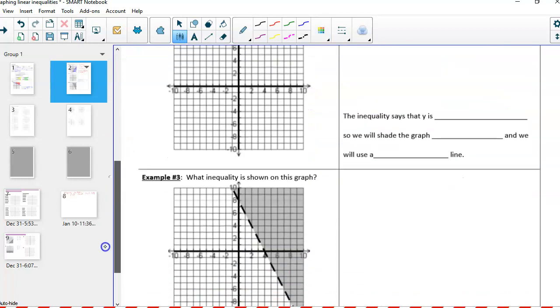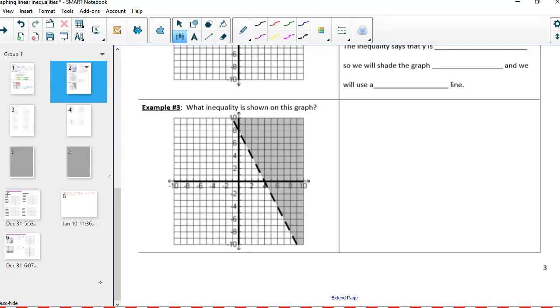Let's do one more of these together. Go to example 3. Now notice that this is already graphed for you. They want you to find the equation or the inequality of this. So we need to know a couple things. Is this shaded above or below this line? Above. What does that tell us? That it's greater than. Now, looking at the line, because it's dashed, is that strictly greater than, or greater than or equal to? Just greater than. So right now we know it's y is greater than.